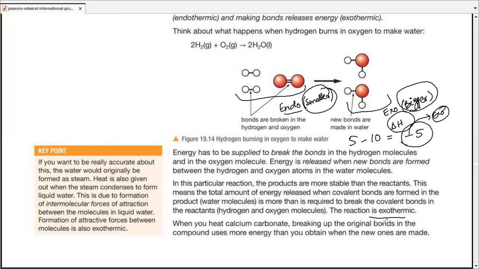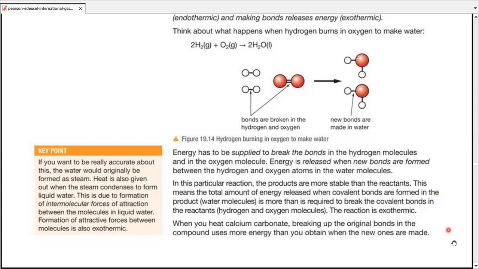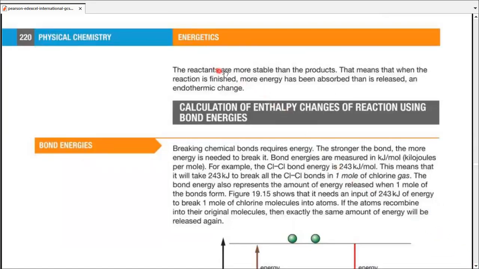Let's take another example. When you heat calcium carbonate, which if you remember from the previous pages was a thermal decomposition reaction, since we break down one calcium carbonate molecule, or you can say one compound, into multiple compounds using heat. Breaking up the original bonds uses more energy, and the bonds that we obtain produce less. So what happens? The reactants are more stable than the products. This means when the reaction is finished, more energy has been absorbed than is released. So we call it an endothermic change.